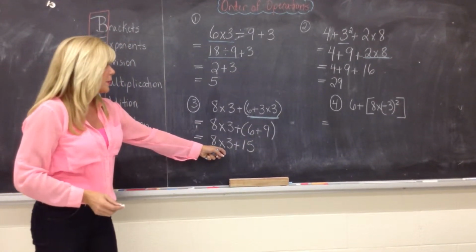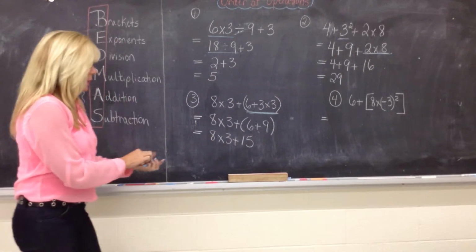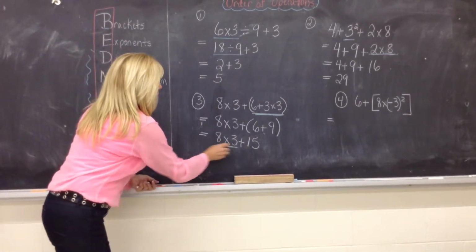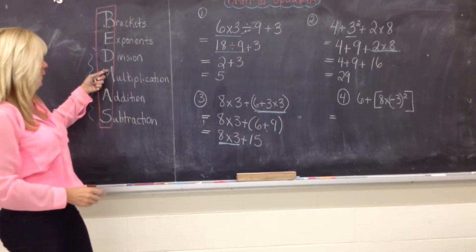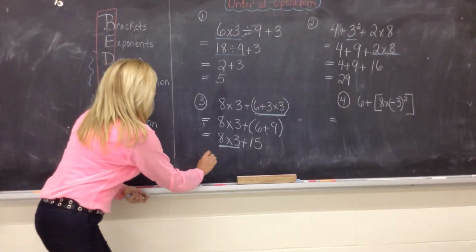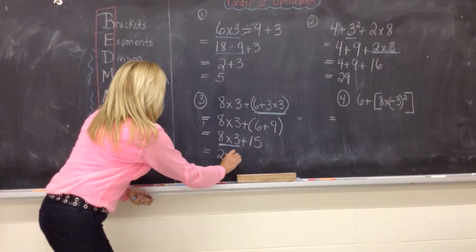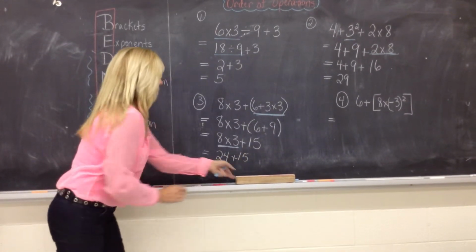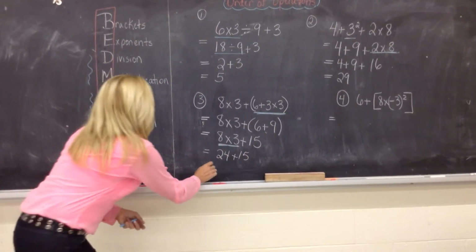So now I have a multiplication and I have an addition. So I'm going to do the multiplication first because it comes before the addition in my BEDMAS. So 3 times 8 is 24. And 24 plus 15 is 39.